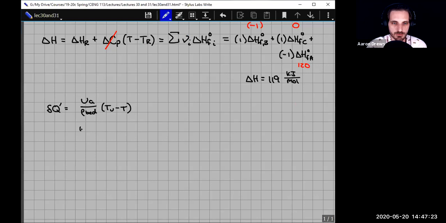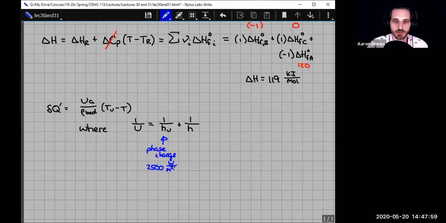So if we wanted to calculate our U, this has not changed for a packed bed reactor, right? This is 1 over HU plus 1 over H. Our HU is for a phase change because we've got saturated steam. Right, it's a constant temperature, but it is condensing. And as it condenses, it gives up some of its enthalpy of vaporization that goes into the process stream. And so this will be approximately 2,500 watts per meter squared per Kelvin. This is for a gas phase. And there's no distinction in a gas phase between whether or not it's organic or aqueous or whatever. That's only for liquid phases. And so the gas here is just 60 watts per meter squared per Kelvin.